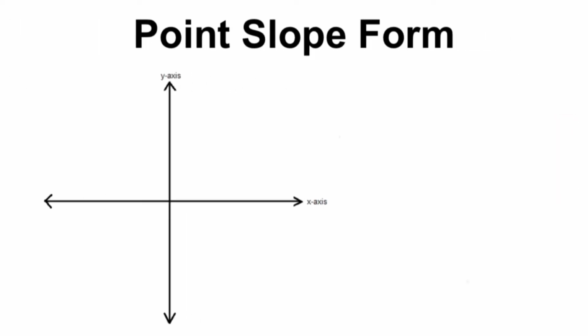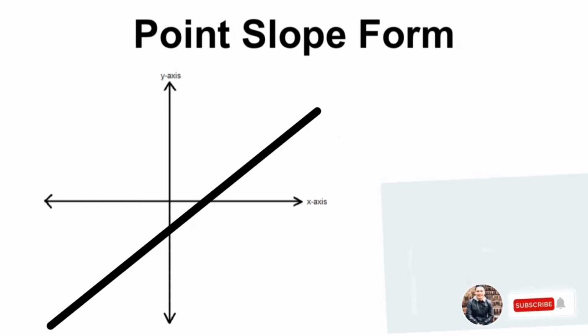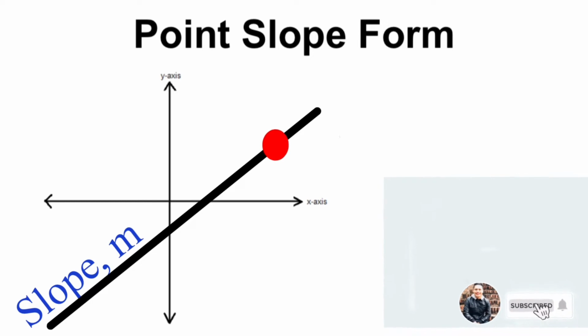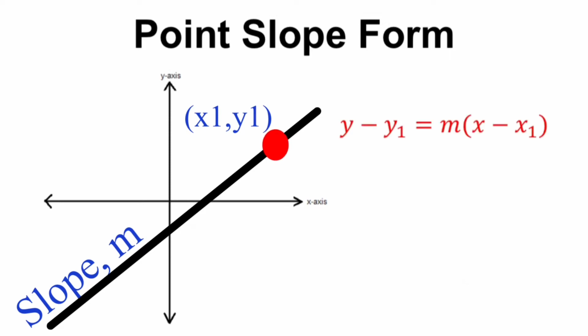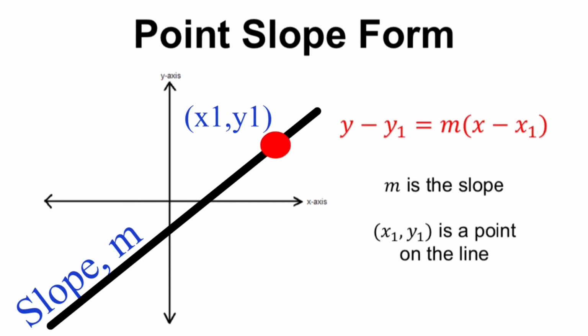The second form of the equation of a line is the point-slope form. If we are given the slope of a line and a point, which we label as (x1, y1), we can determine the equation of this line by using the formula y minus y1 equals m times the quantity x minus x1, where m is the slope and the coordinates (x1, y1) are a point on the line.